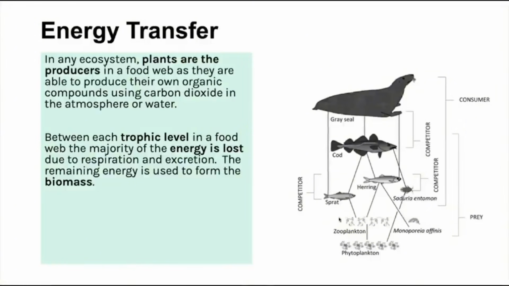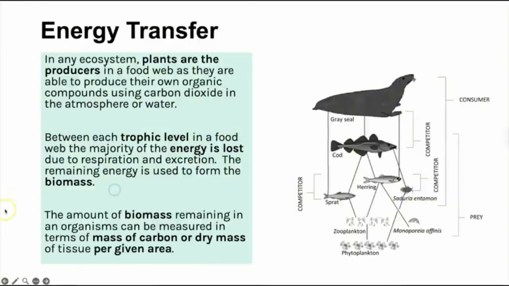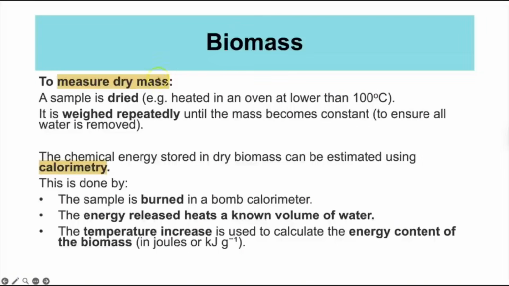Everything that remains, that is available for the next organism to consume, is the biomass, and the amount of biomass remaining in the organism can be measured in terms of mass of carbon or dry mass of tissue per given area, but usually it's mass of carbon per given area. So to measure that dry biomass, because it is the dry mass or the mass of carbon, you have to dehydrate it. And in order to dry out your sample to measure the biomass, you have to heat it in an oven at temperatures lower than 100 degrees C.